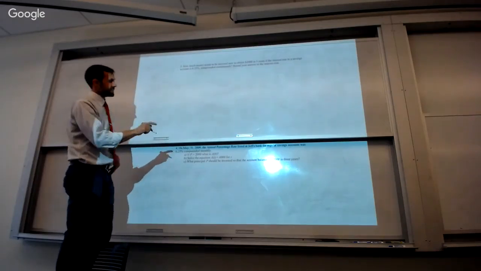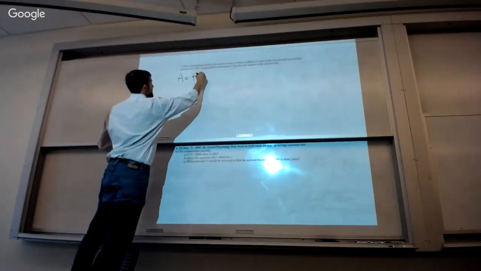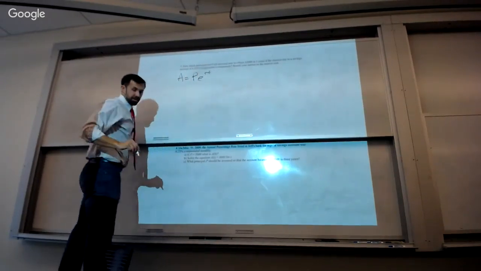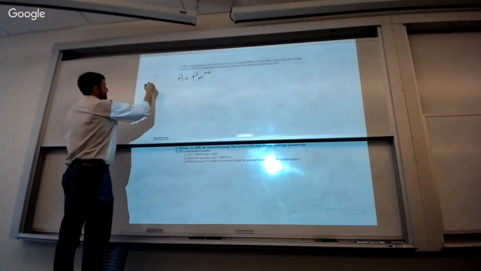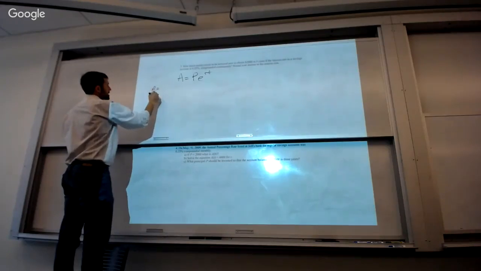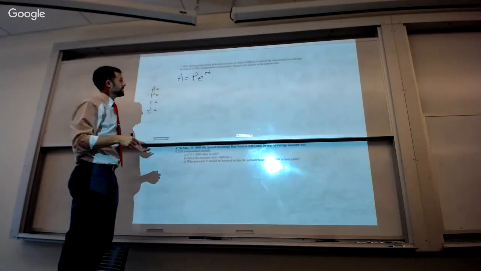It said compounded continuously. So right away, we know that we're using the formula A equals PE to the RT. So we choose our formula based on that. And next, we want to diagram our variables. We have A, P, R, and T. So let's reread the problem and fill in what we know.